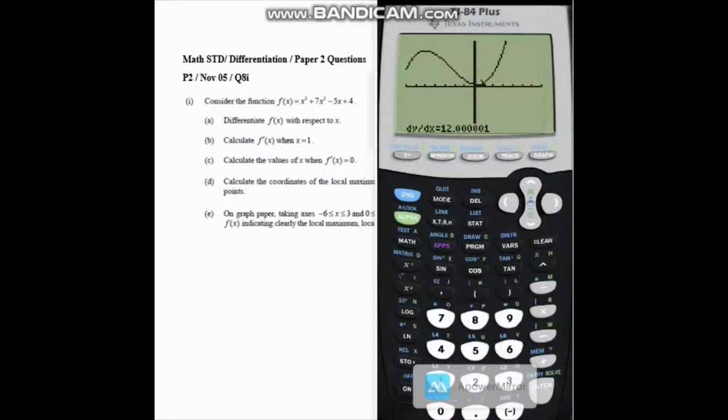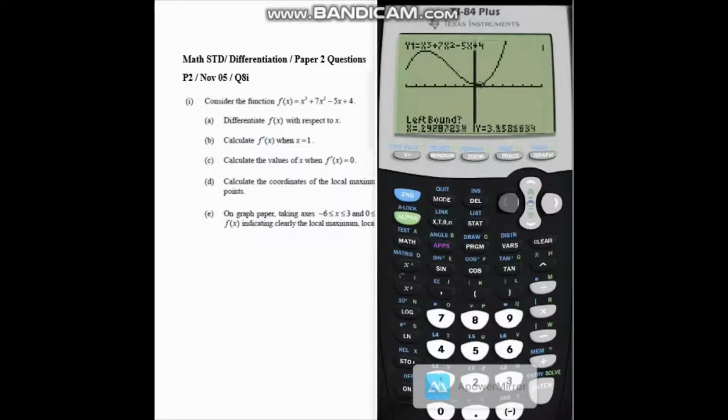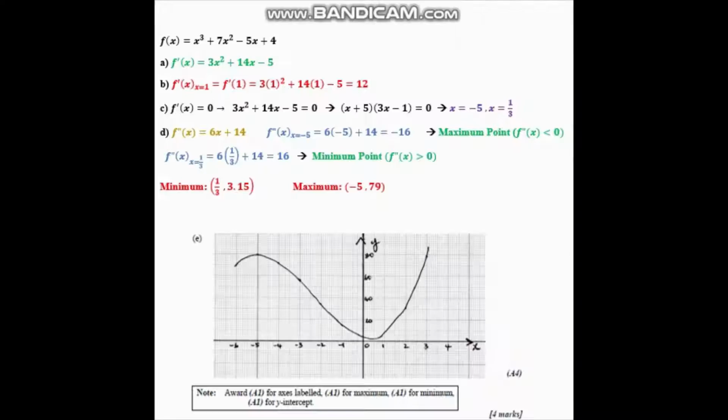I shall press second, trace, minimum. I shall choose a left bound and then a right bound and then a guess as to where the minimum point is, and the calculator tells me that the minimum lies at x equals 0.3333, which is 1/3, and y equals 3.148 or just 3.15. Hence these are the coordinates of my minimum point.